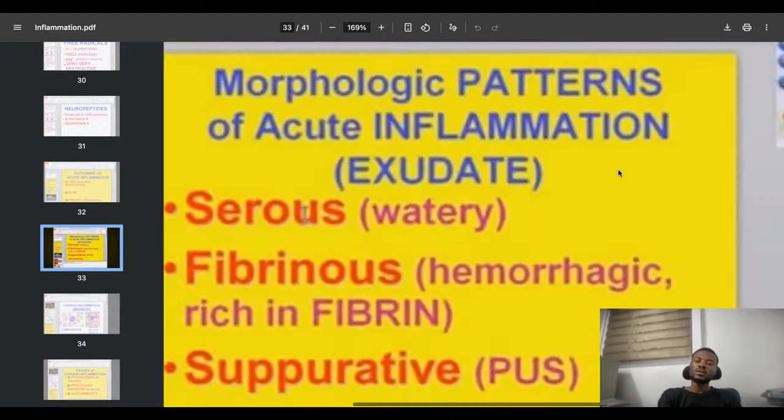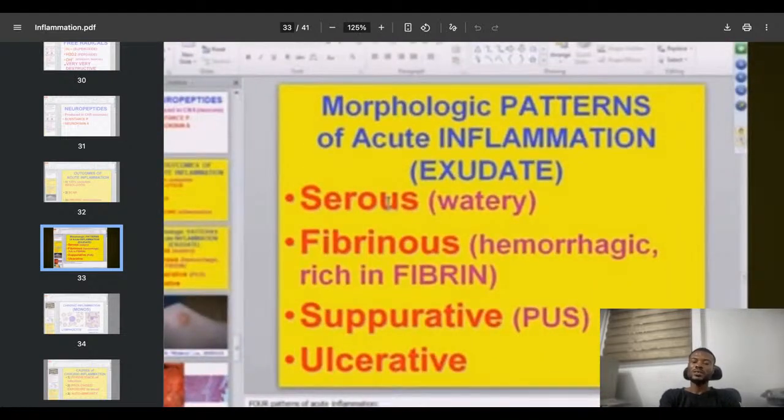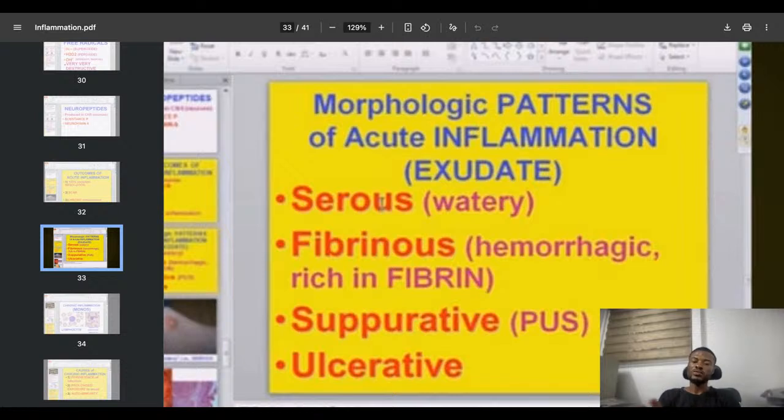Now, we have a lot of morphologic patterns for acute inflammation. The exudates can be serous, that is watery. It can be fibrinous, blood containing, or it can be suppurative, which contains pus, or it can be ulcerative, leaving a sore. I wish I had an image. I'll show you images later.